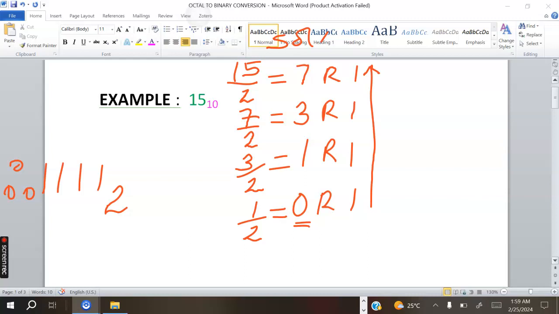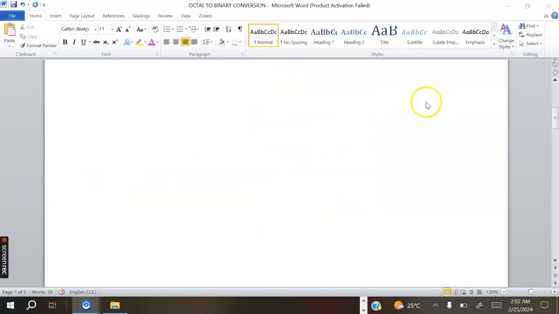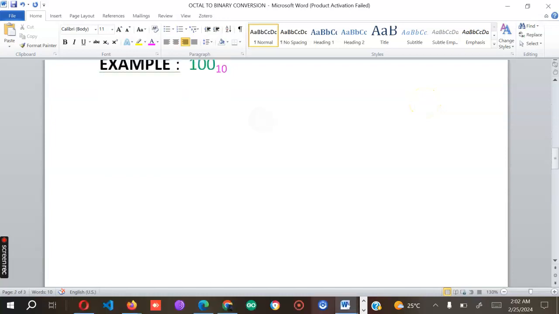Okay, let's go to the next example. I hope that you have understood this one. So this is correct. Let's move to another example, where we have 100 base 10. I will give you maybe 2 minutes to go through the whole thing following the steps that we have highlighted. Then I will do it as you watch.